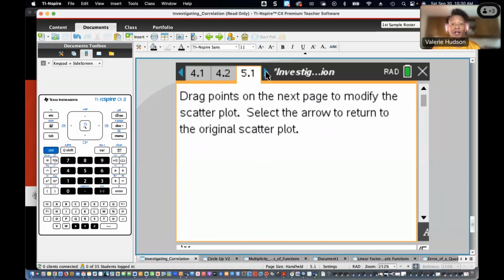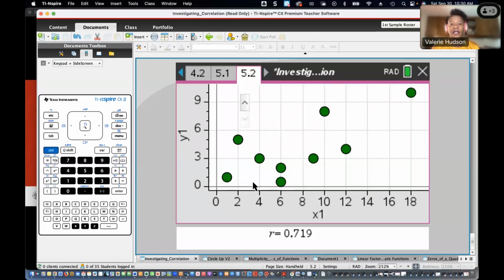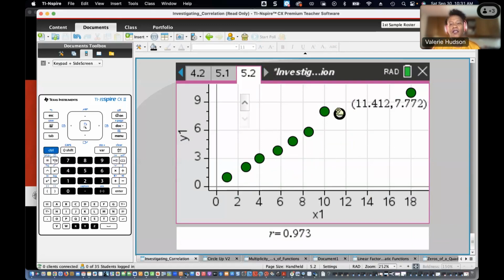On page 5.1, or the last section of our activity, students drag points to modify the scatter plot, and then they can also reset. So again, this would be an activity where students want to get as high of a correlation that they possibly can. And this is where they hopefully determine that the largest value for R that they can get is 1. And of course, they can also move the points around and get that R value of -1.